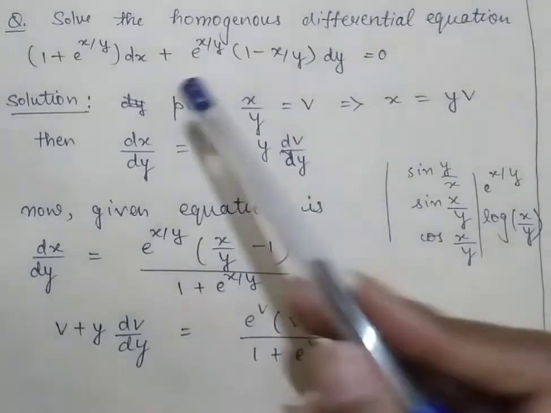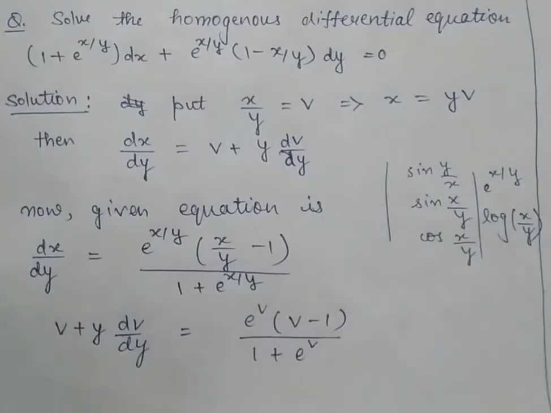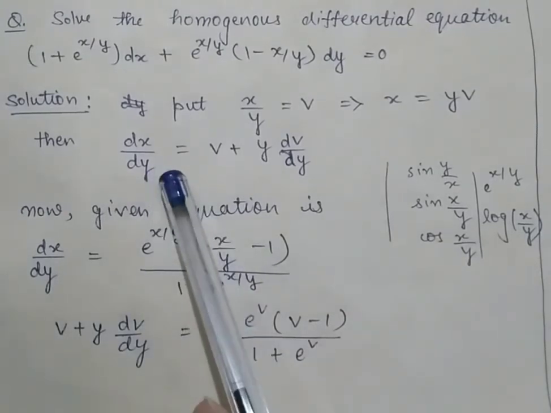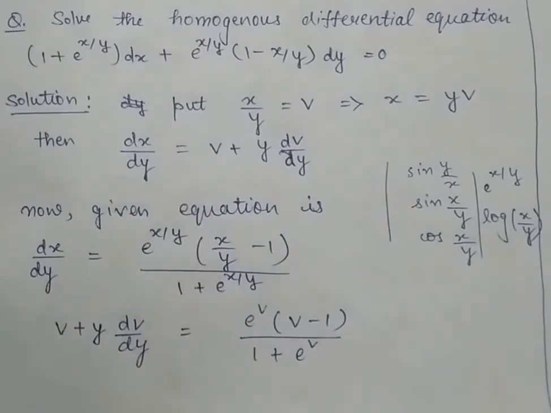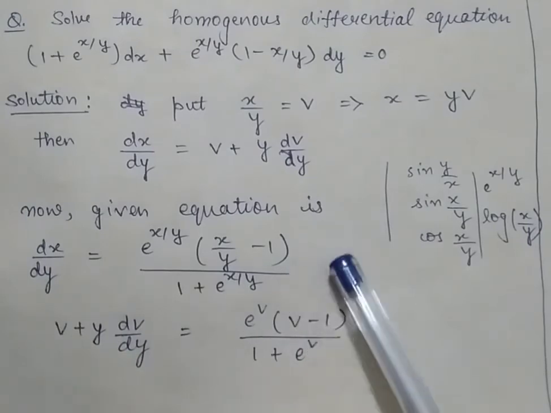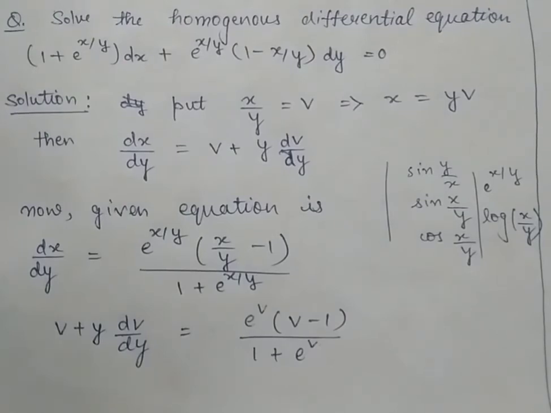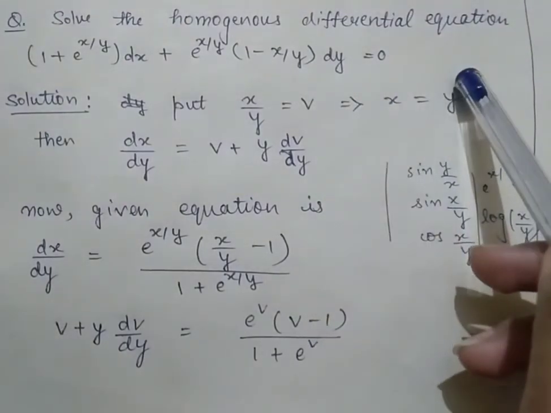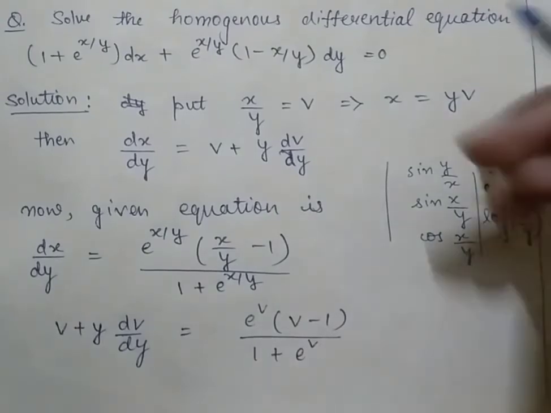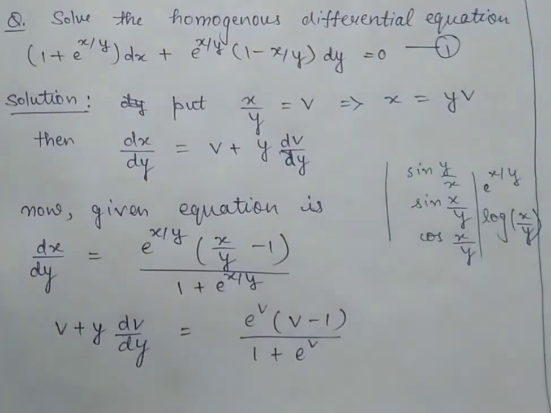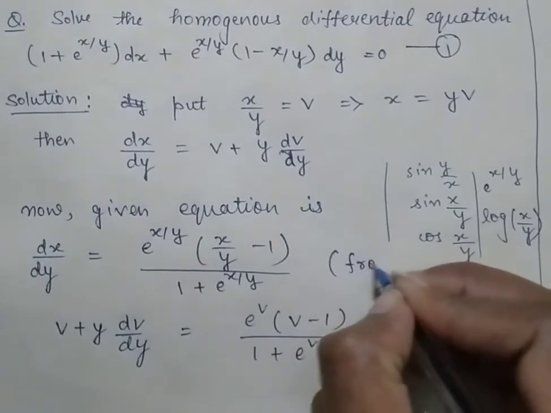Now I write this equation in the form dy by dx or dx by dy equal to phi of xy divided by psi of xy. So I write dx by dy equal to e raised to the power x by y minus 1 divided by 1 plus e raised to the power x by y, which is a direct simplification of this differential equation. Say this is equation 1.